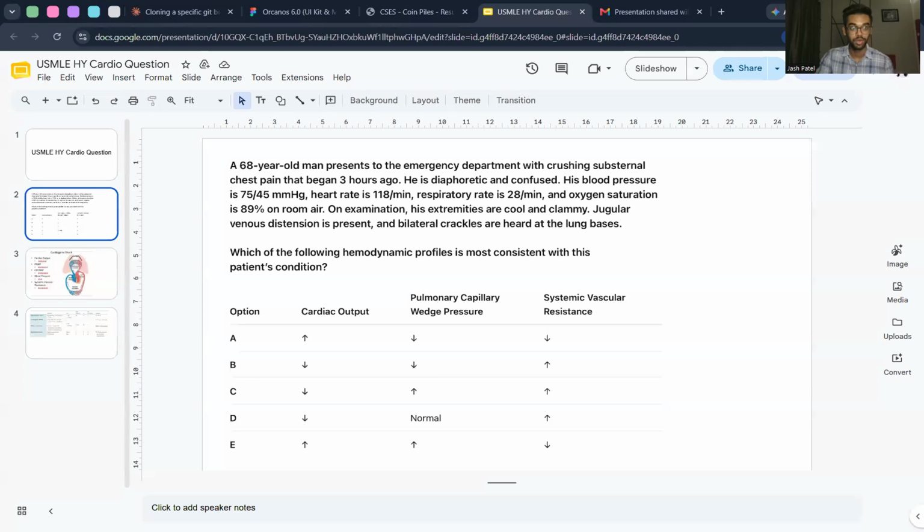Hi, let's discuss this very high yield cardio question for USMLE step one. I'll start by sharing my screen. Right, so here we go.